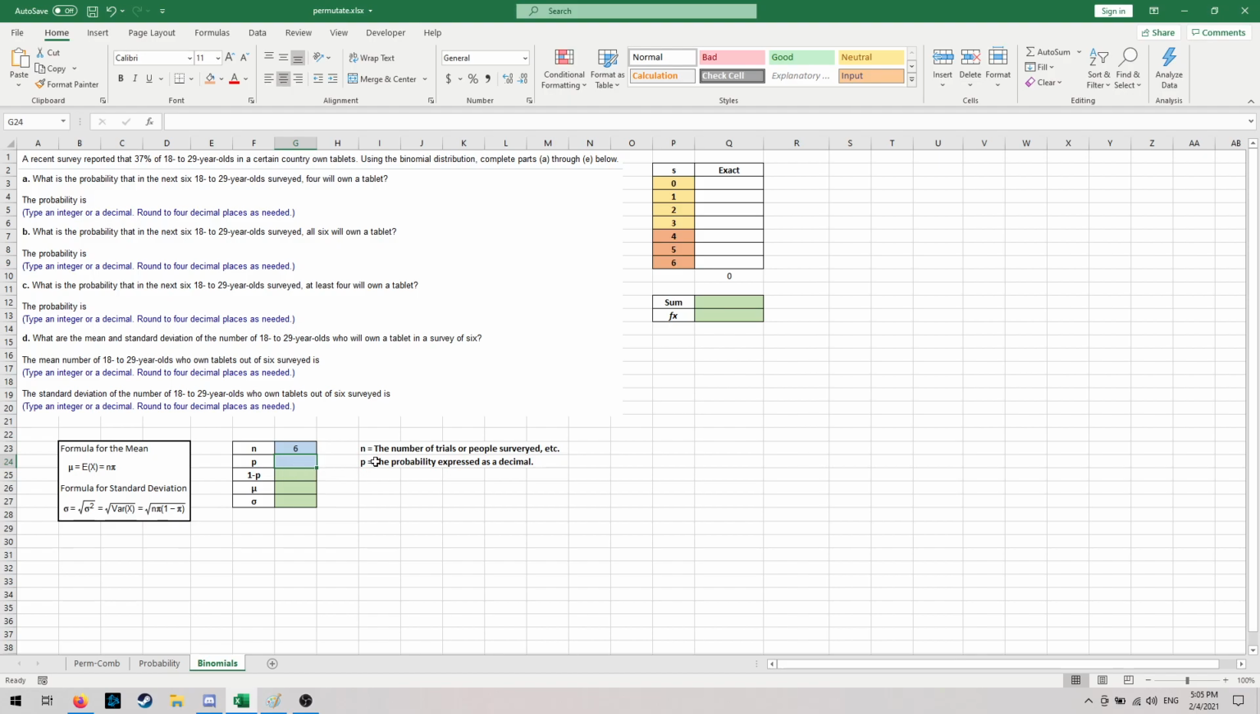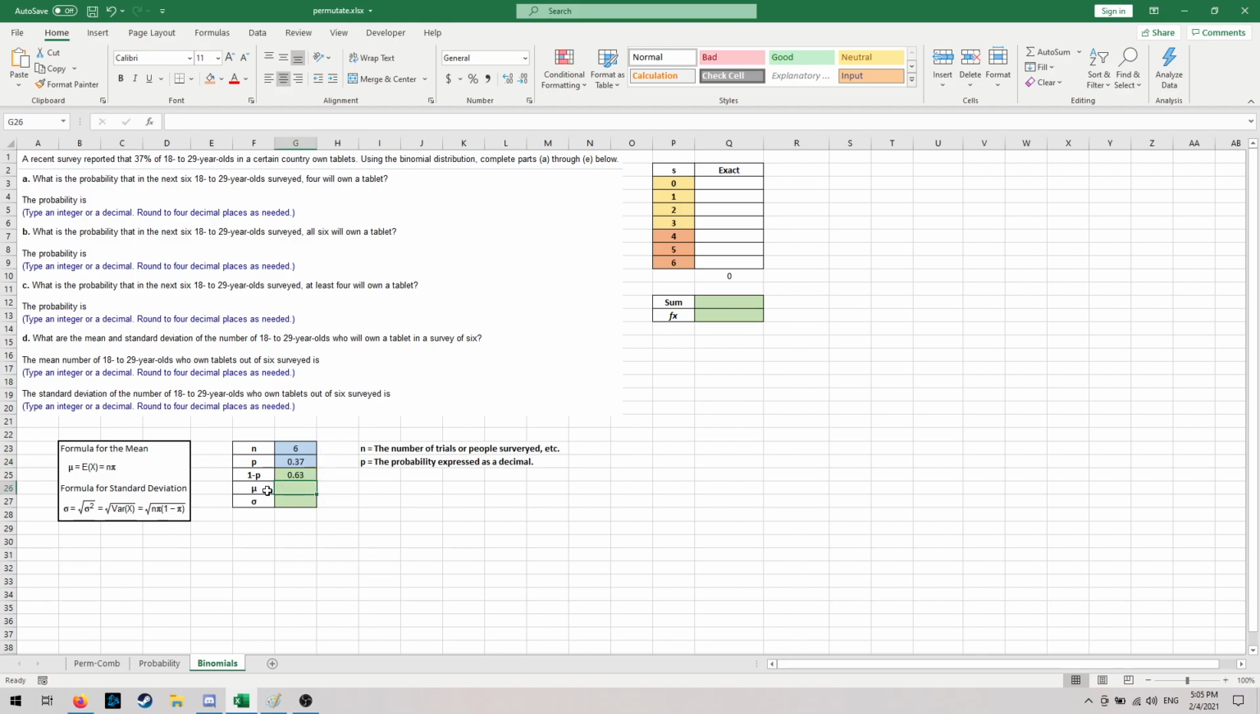Now p is our probability expressed as a decimal. We can see up here that 37% of these people own tablets, which means that our probability of someone owning a tablet is 0.37. 1 minus p is very simple. It's literally just 1 minus the value of p, so 1 minus this cell, which gives us 63% or 0.63. And to some extent, this makes logical sense. If 37% of people own a tablet, then 63% of people don't own a tablet.